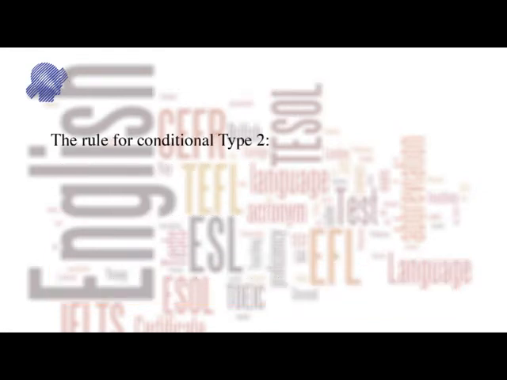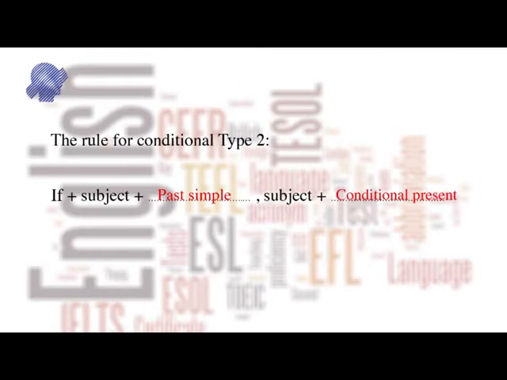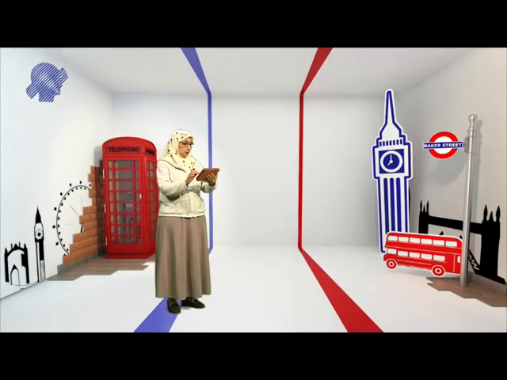Fill in the gaps now to get the rule as we did for type 1. If plus the subject plus a gap, comma, plus the subject of the main clause and a gap. Right? If plus the subject plus the past simple, comma, and the subject of the main clause and would plus stem, that is the present conditional in this situation. Okay? Now let's move to another type of if clauses.